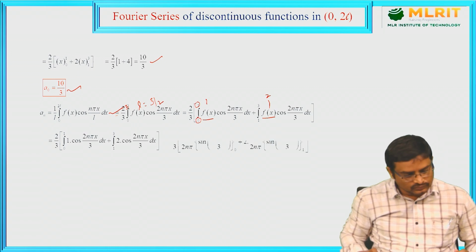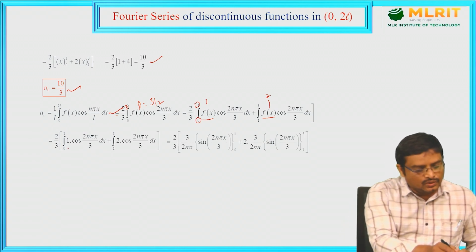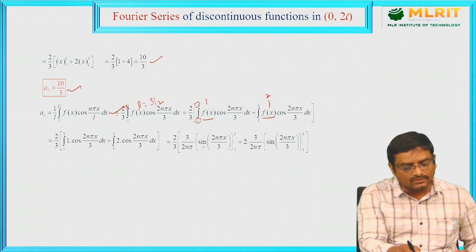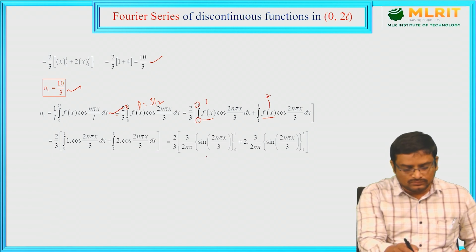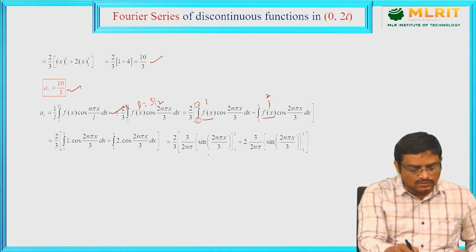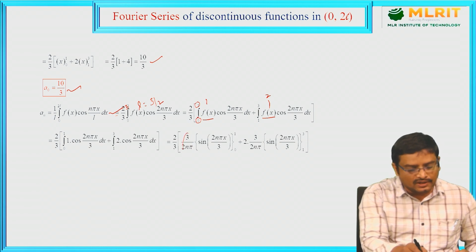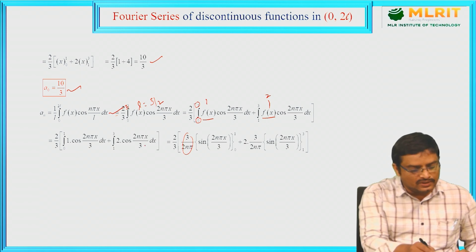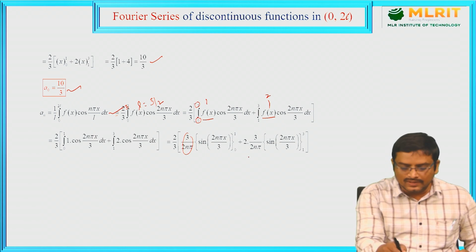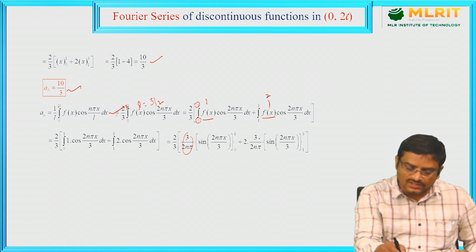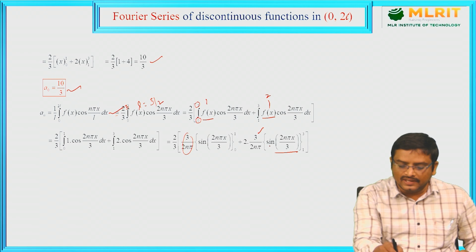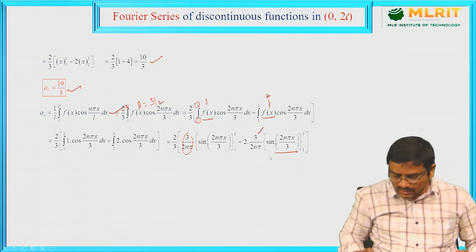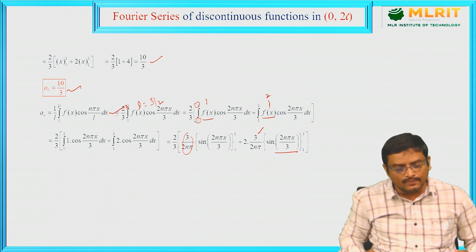Now apply the integration. Integral of cos we can take as sine, divided by the coefficient, so you get the denominator. I have taken the denominator outside as common from these two terms. So finally you will get sin(2 n pi x / 3) between the limits 0 to 1, plus 2 into, taking the denominator outside after the integration, sin(2 n pi x / 3) between the limits 1 to 3. Now we are ready to substitute the upper limit and lower limit in both terms.